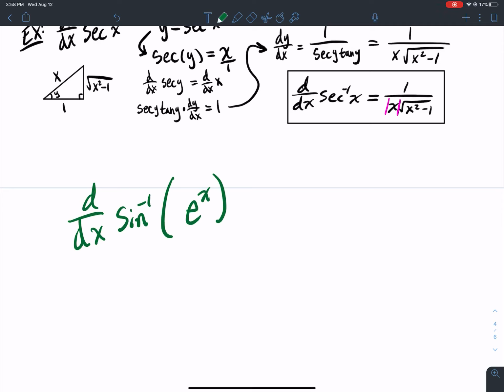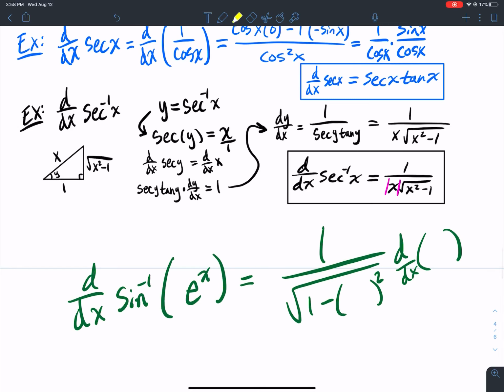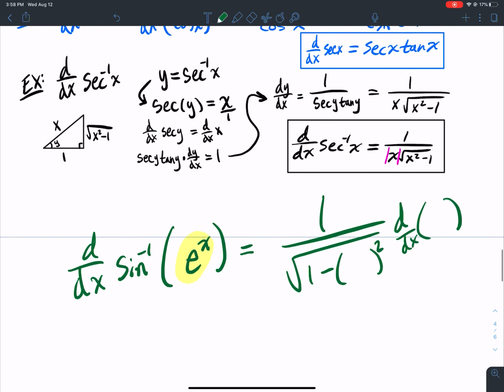So how do I take the derivative of this? This is equal to 1 over the square root of 1 minus the something squared, times the derivative of the something. But what is the derivative of the something? Well, it's e to the x, so I'm going to put in here an e to the x and an e to the x.